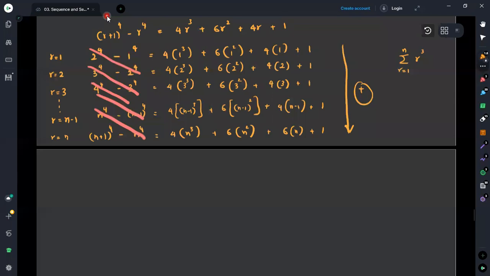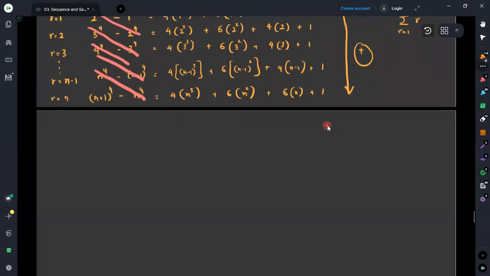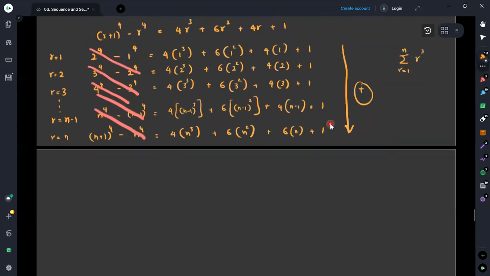Therefore, on the left hand side of this equation, the quantities that remain are n plus 1 to the power 4, and here we can see minus 1 to the power 4.